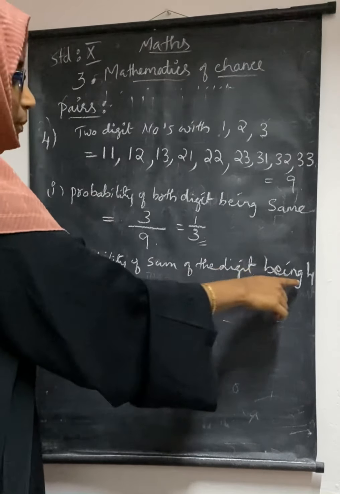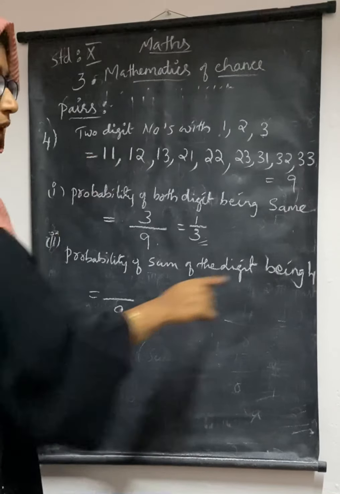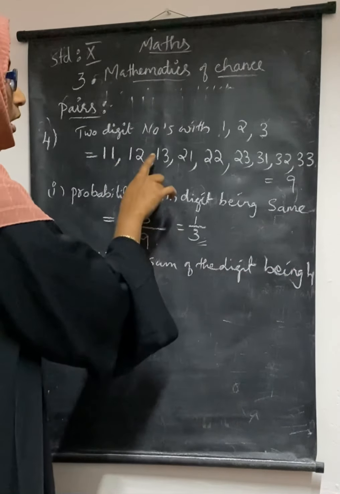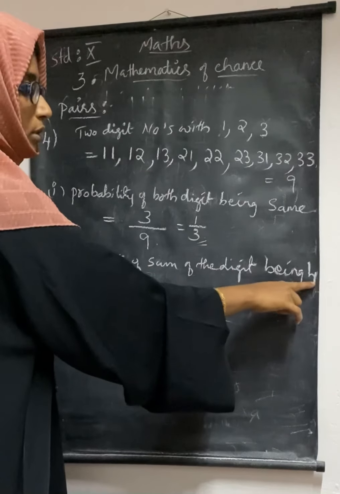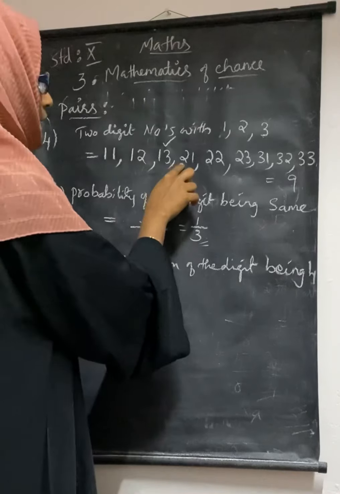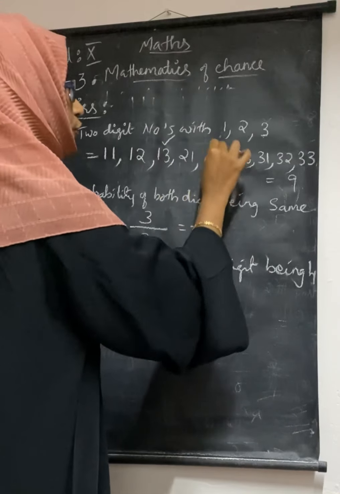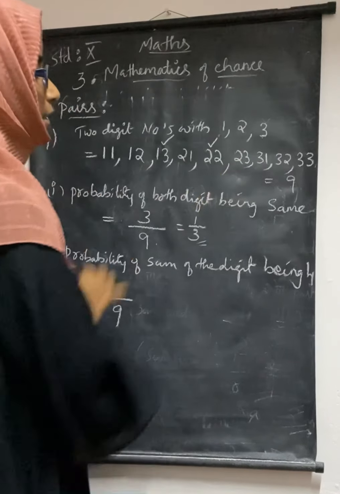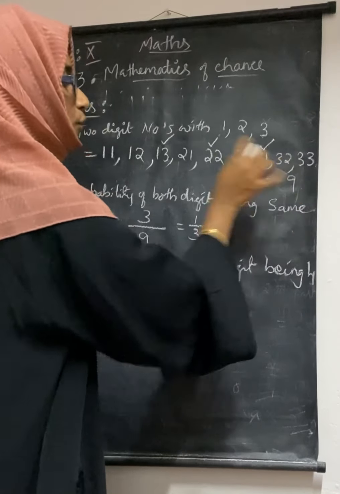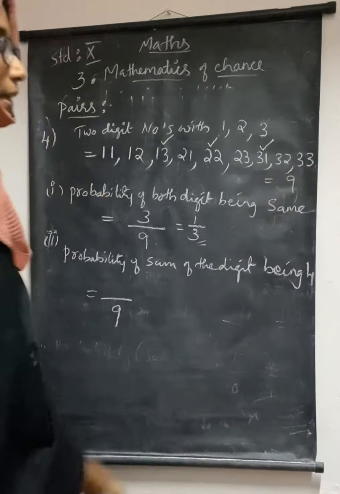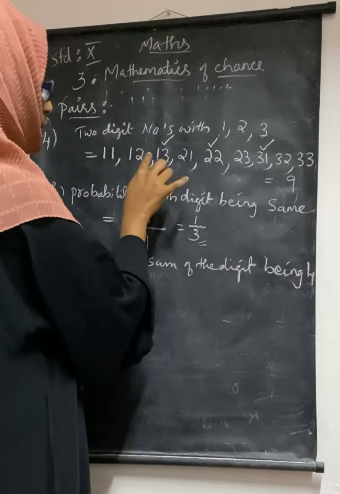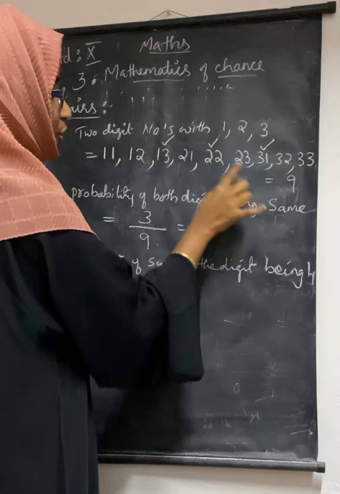Next, sum of the digits being 4. 1 plus 1, 2, I am not getting 4, so can't. 1 plus 2, 3, can't. 1 plus 3, 4, yes, so this I can choose. 2 plus 1, 3, can't. 2 plus 2, 4, this one. 2 plus 3, 5, can't. 3 plus 1, 4, I can. 3 plus 2, 5, can't. 3 plus 3, 6, can't. So only 1 plus 3, 2 plus 2, 3 plus 1 give the sum 4.